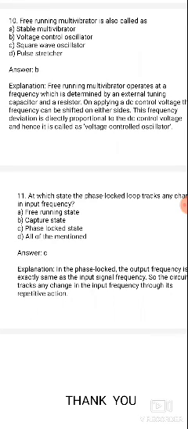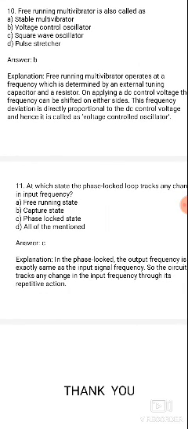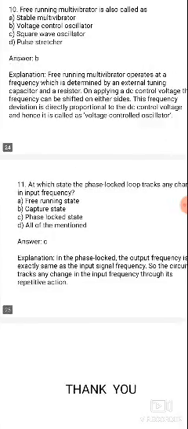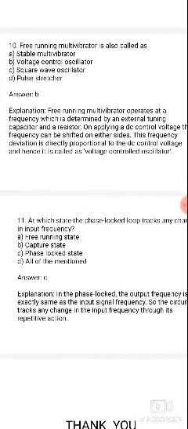So how can we tell the free running multivibrator is a voltage controlled oscillator? It operates at a frequency determined by an external tuning capacitor and resistor, that is RT and CT. On applying a DC control voltage, the frequency can be shifted to either side. The frequency deviation is directly proportional to the DC control voltage, hence it is called a voltage controlled oscillator.